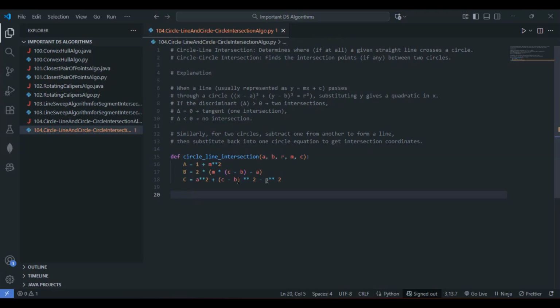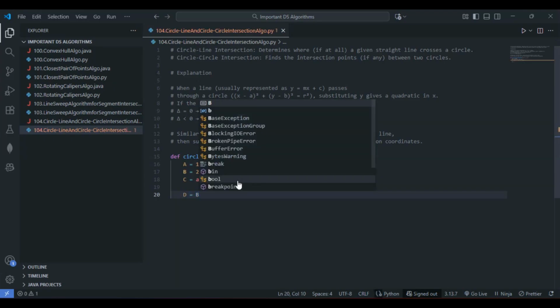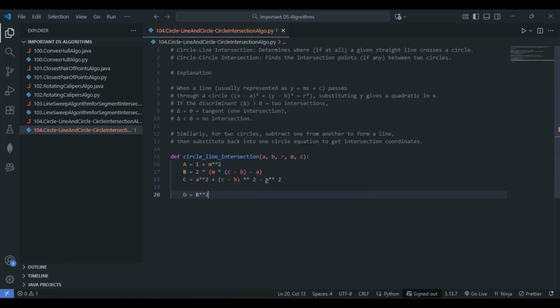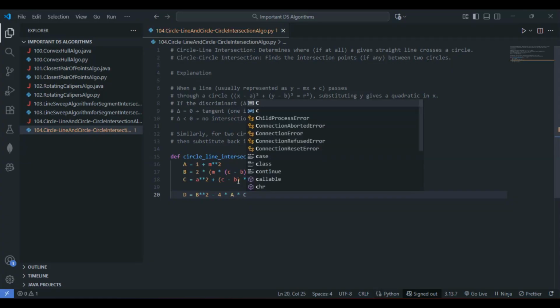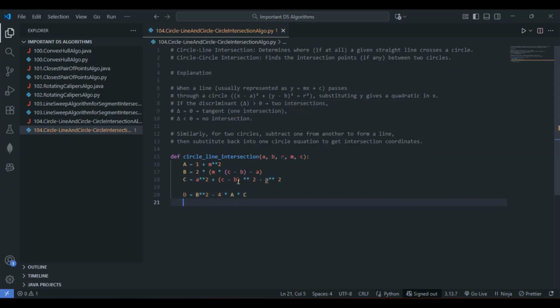So we have to go with the discriminant as well. Accordingly with the explanation part, we have to go with the discriminant as well. So I'll just go with a variable name d. So let me go with b square minus 4 into a into c, right? So this is nothing but the discriminant.